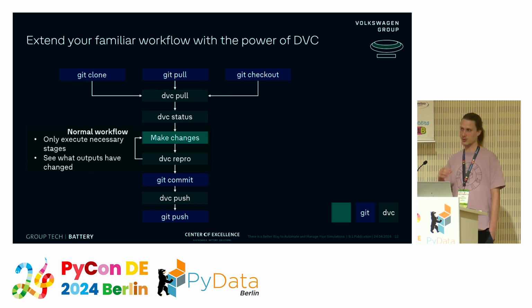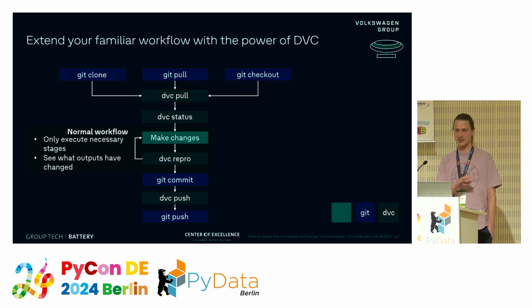DVC repro looks at our whole workspace and sees what has changed, and then only executes the necessary stages which have changed. And when it executes the changes, it actually checks if the outputs have changed and then re-executes those stages again. So it's very smart about what to execute. So if you make a change and it will not change the output of something, all the stages after that will not get executed, which is really nice, and you don't have to worry about executing specific steps in your pipeline. Just always call DVC repro.